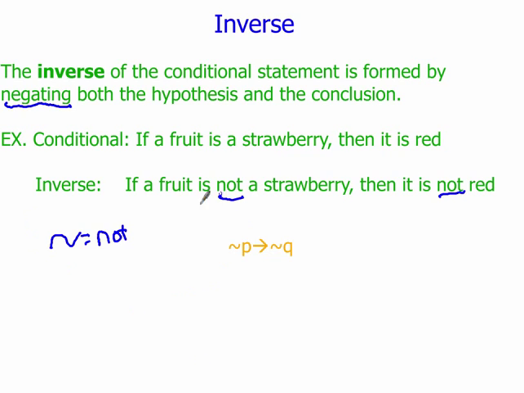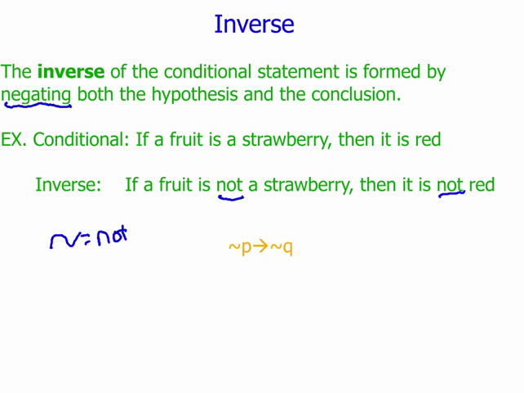And just like the converse, sometimes the conditional can be true and the inverse is not true. For example, if I look here, if a fruit is not a strawberry, then it is not red. Well, can I think of a fruit that is not a strawberry but is red? How about a raspberry? So that means this is not true. So this is true, this is not true, but sometimes it will be. So the inverse is simply sticking a not in there.